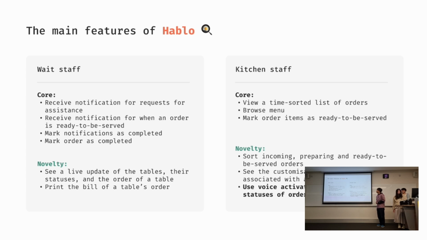We've added some extra features to make the lives of wait staff and kitchen staff easier. We thought about, for kitchen staff, if they have a screen containing Hablo on it, they might not be able to touch the screen to move certain orders around because their hands might be dirty. So we had a little voice activation feature to update statuses of orders. That's one of our new novel features, but other than that, it's just a bunch of quality of life improvements compared to other products on the market that do similar things.